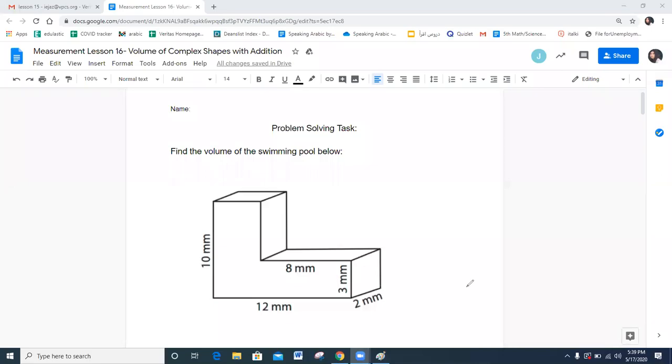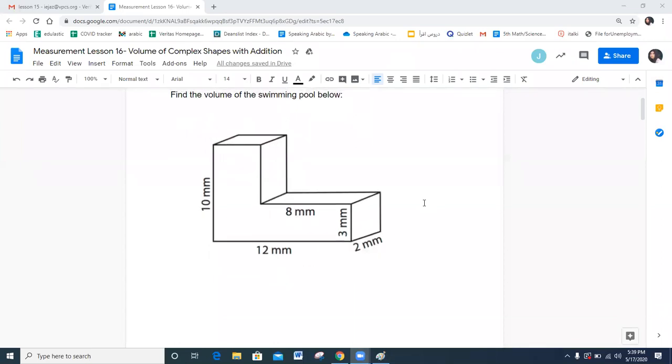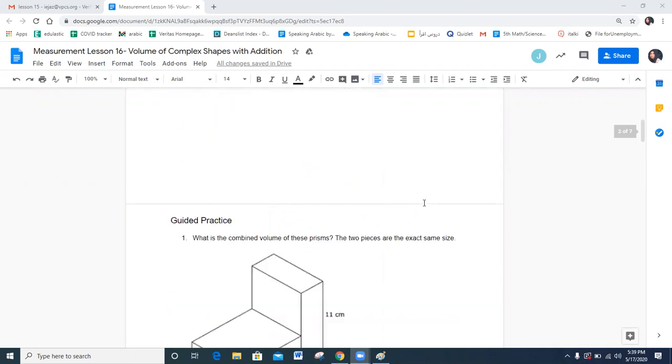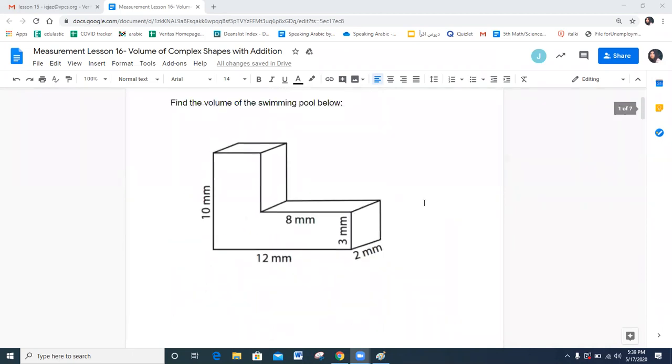Okay, so today's lesson is volume of complex shapes with addition. What we're going to have to do today is we're going to be given these weird looking shapes and we're going to split them into different parts and calculate the volume of each part and then add it up together. So some shapes are going to be split for you, for example this one, whereas this one we have to split ourselves. You're going to have to find volumes of the unknown sides.